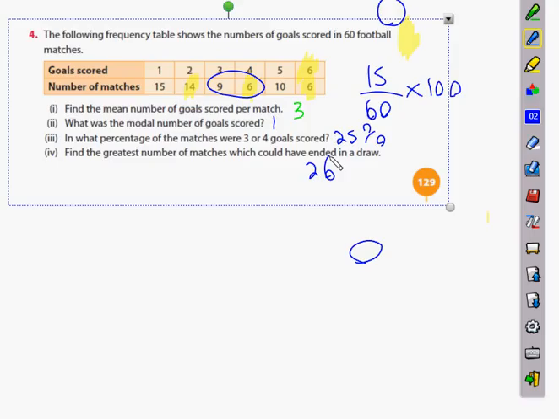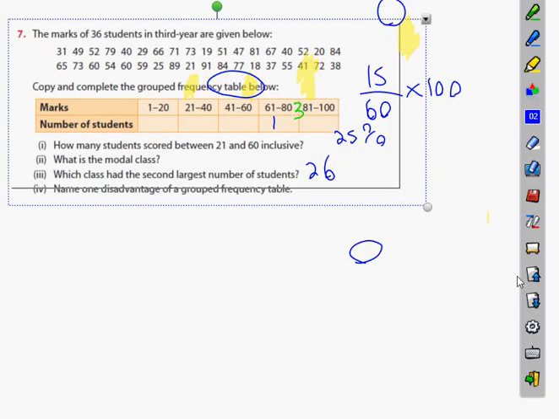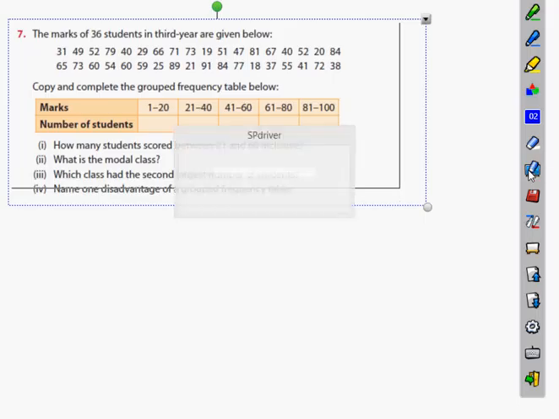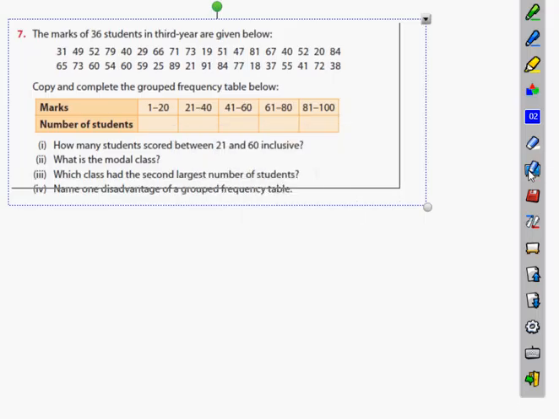Alright guys, so we're moving on to the next question, which is question 7, okay? Once again, I'm going to show you how to do it without the calculator and with the calculator. Now, before we do this, there's something we have to do here. We have to take a tally on each one. Do you understand that? So we have to count how many is in each category.